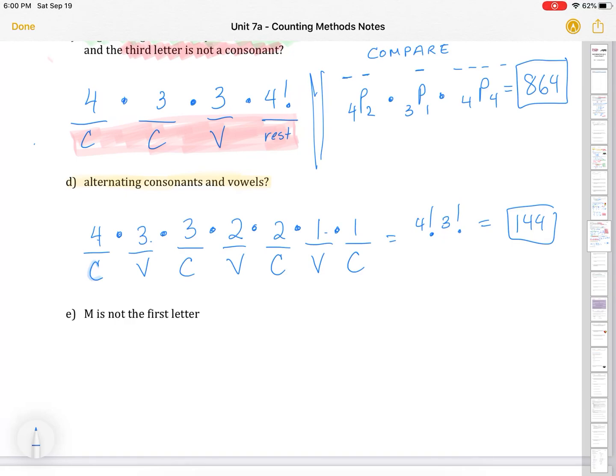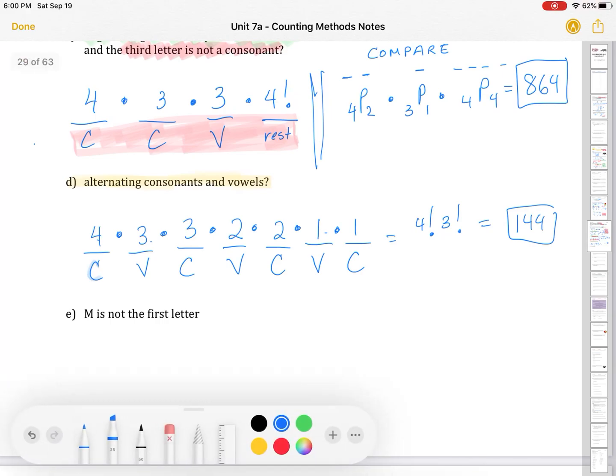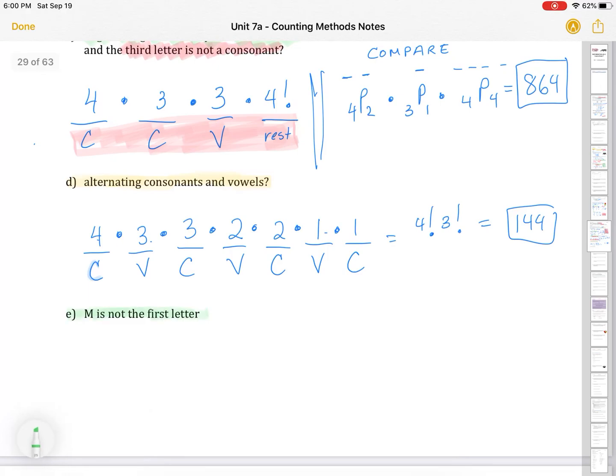You could also just multiply your numbers: 4 times 3 times 3 times 2 times 2 times 1 times 1. But mapping out your choices helps you discover what the answer is.